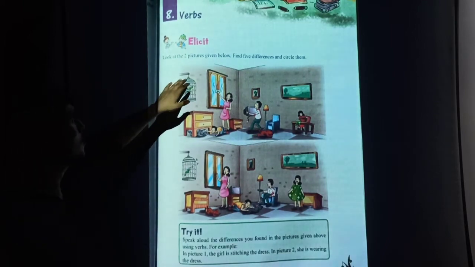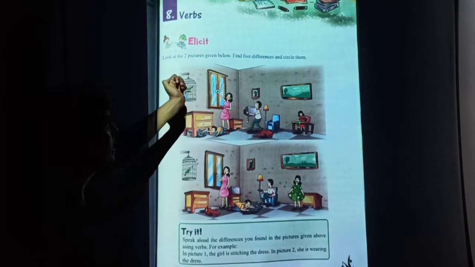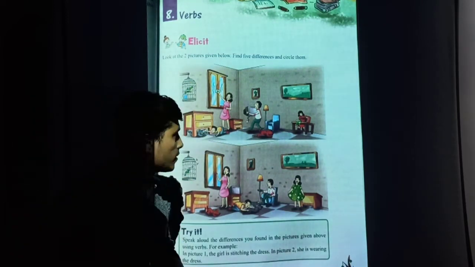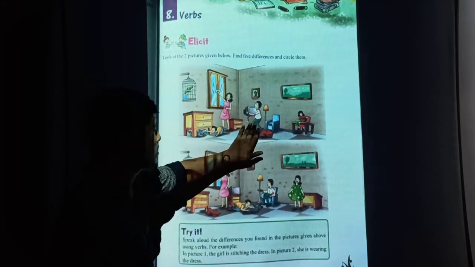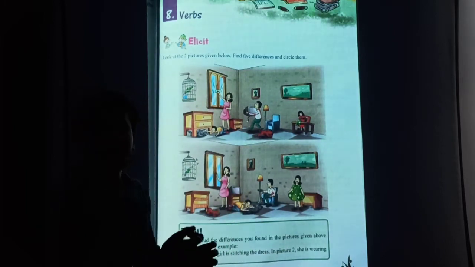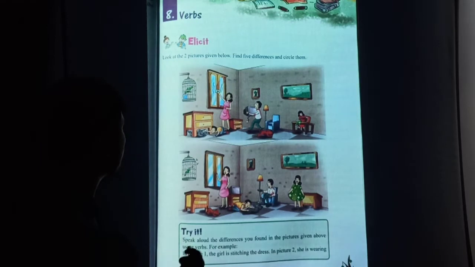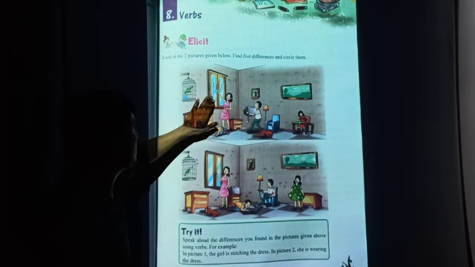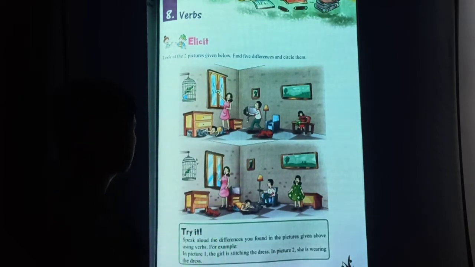Look at the two pictures given below. Find the 5 differences and circle them. So let's find out the differences. As you can see, the first difference is that this man is holding a TV in the first picture, but in the second he is just playing it. He's just using the remote to access the TV. If I look here, she is cleaning something. She's cleaning the windows, but now she's just closing it, fixing it.